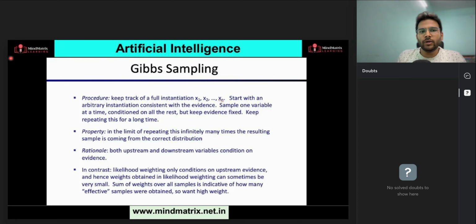So now we are going to consider a specific case of Markov chain Monte Carlo, that is Gibbs sampling, and this is important and you will understand. I have given only a quick glance.